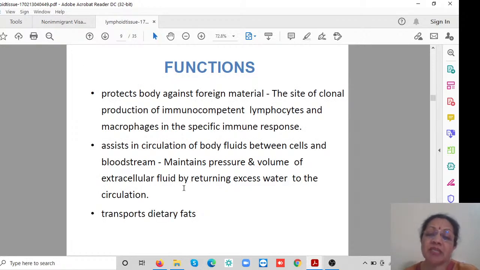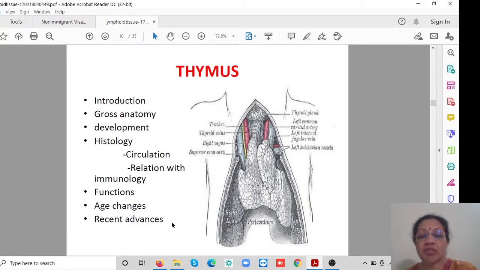So they protect against foreign material. They are where the clonal production of lymphocytes and macrophages happens. It assists in circulation of body fluids by pressure and volume of ECF, and it transports dietary fats, which I already mentioned. So the thymus is in the chest.